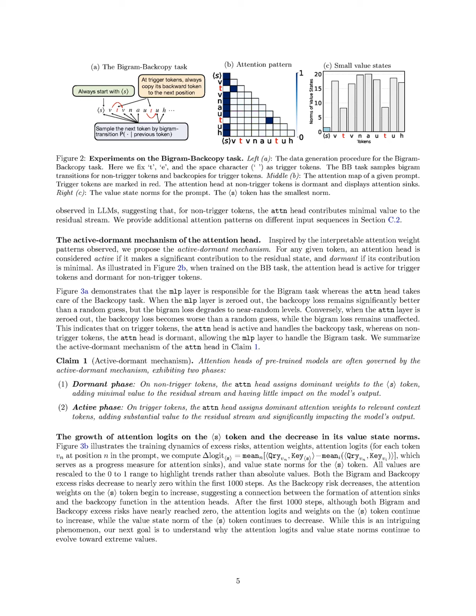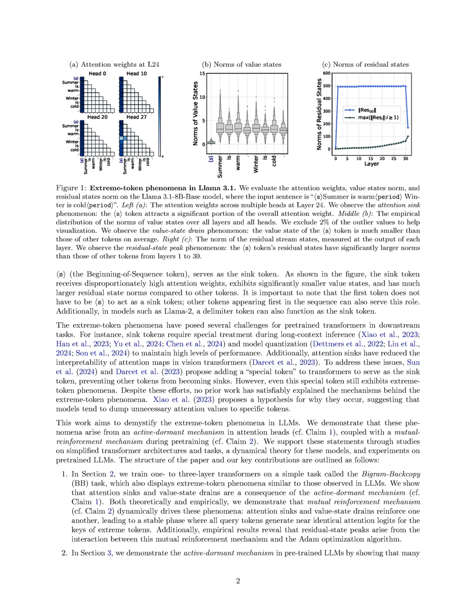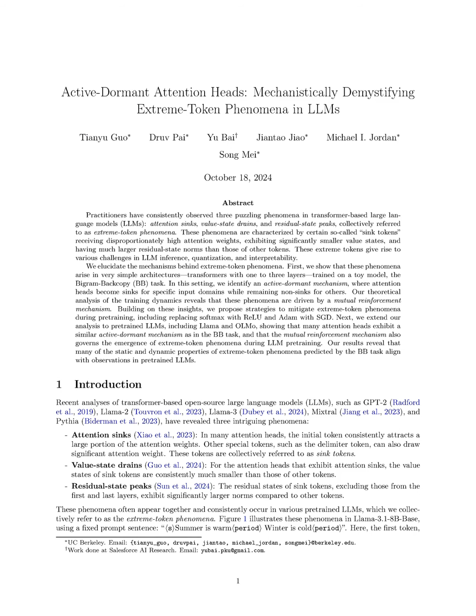The algorithm operates in two main phases. During the active phase, the attention head focuses on the trigger tokens, contributing significantly to the residual state, while in the dormant phase, it becomes less active for non-trigger tokens, leading to attention sinks. As the model trains, the attention weights on the <S> token increase, indicating it is becoming an extreme token, while the value state norms decrease, demonstrating the value state drain phenomenon. This dynamic interplay between the active-dormant mechanism and the mutual reinforcement mechanism drives the model's learning process, allowing it to effectively handle the BB task.